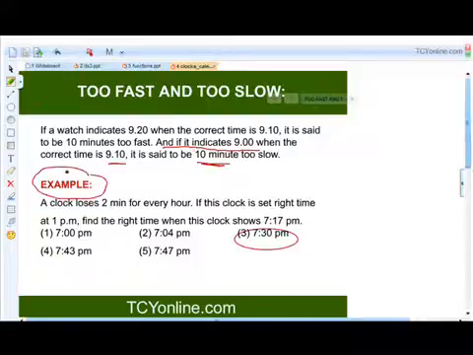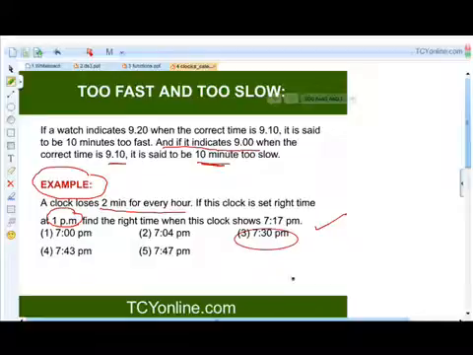For example, a clock loses 2 minutes for every hour. If this clock is set to the right time at 1 p.m., find the right time when this clock shows 7:17 p.m. Along with this, the options are given as 7 p.m., 7:04 p.m., 7:30 p.m., 7:43 p.m., or 7:47 p.m. Now you can try this question on your own.